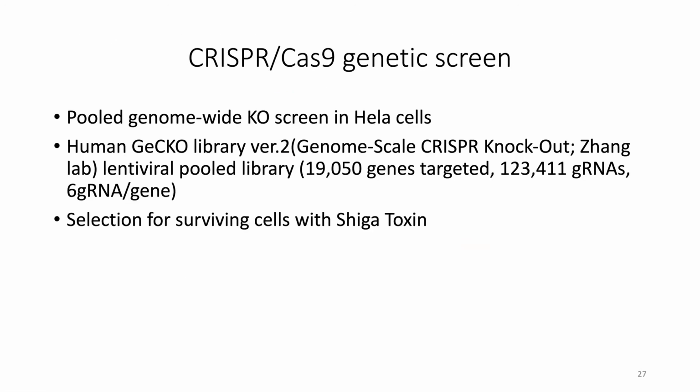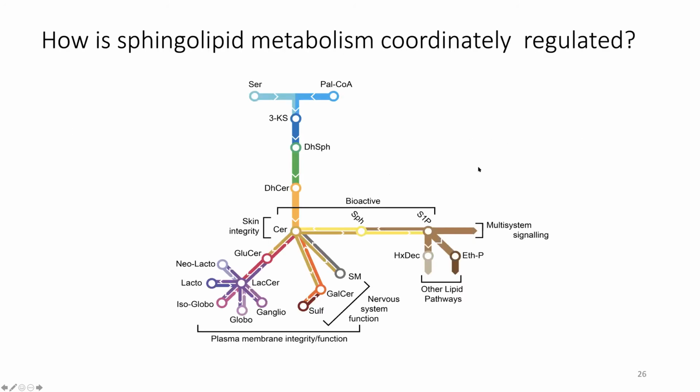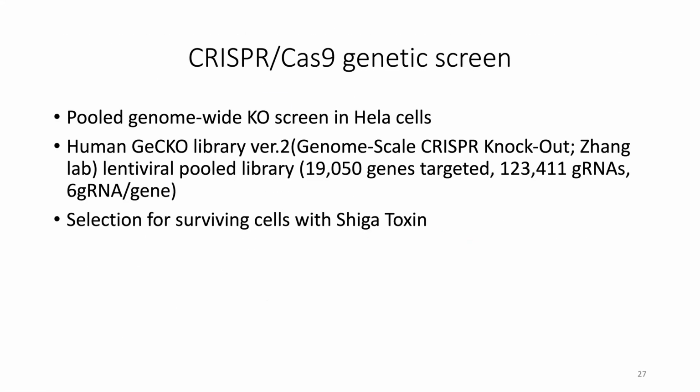So in order to look for such a regulator, we undertook a CRISPR-Cas9 genetic screen, and this was done in HeLa cells. And we used the so-called human GeCKO library, a genome-scale CRISPR knockout library, which is a pooled lentivirus library that targets over 19,000 genes with about 6 guide RNAs per gene. And we selected for surviving cells with Shiga toxin.